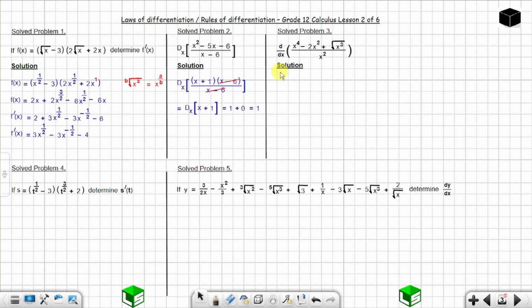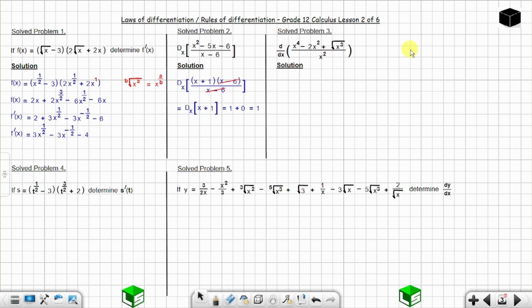Okay, solution: take the derivative of this with respect to x. Before you can take the derivative, you don't want to have x at the bottom and you don't want to have the root sign. So there are ways in which you can adjust this. Let me show you how. You can take each term above this line and divide it by x squared.